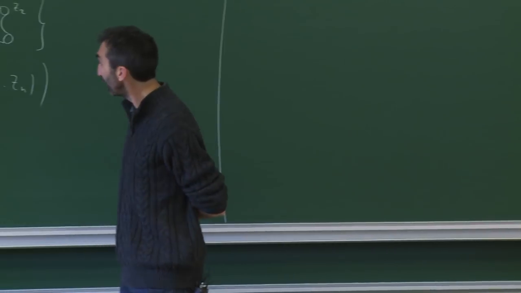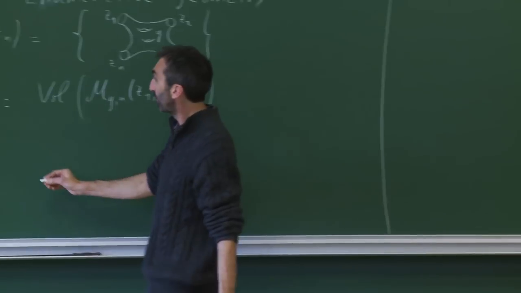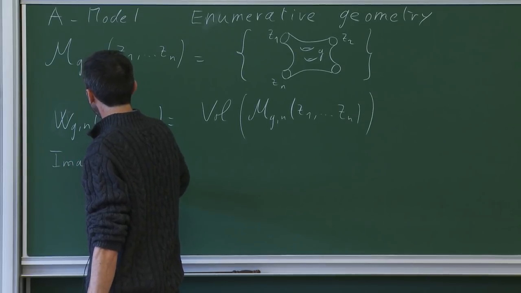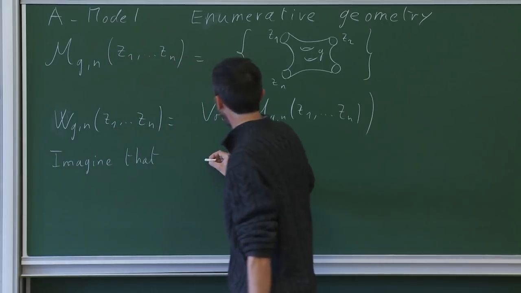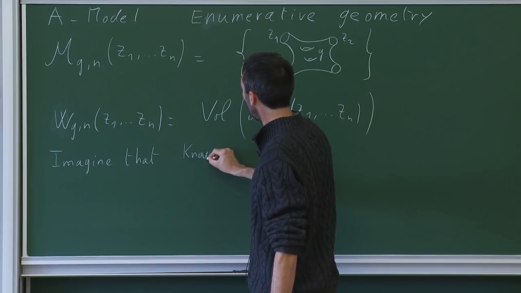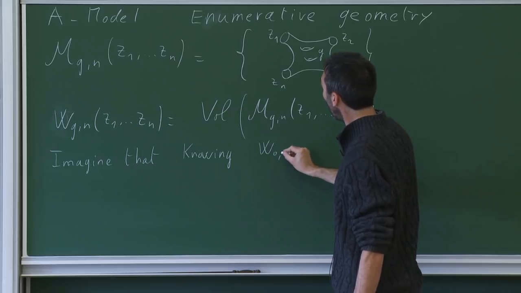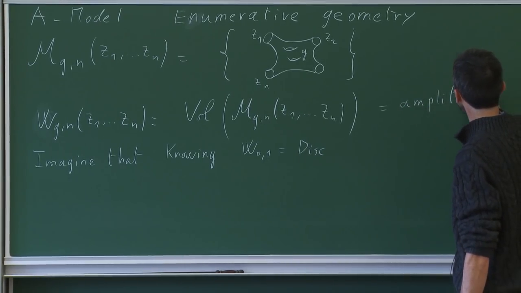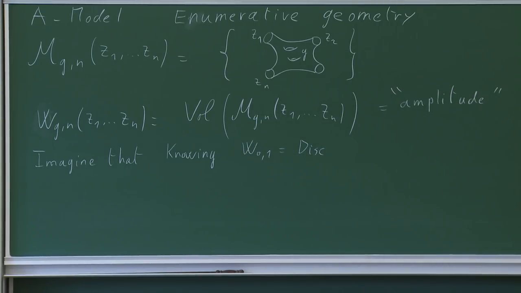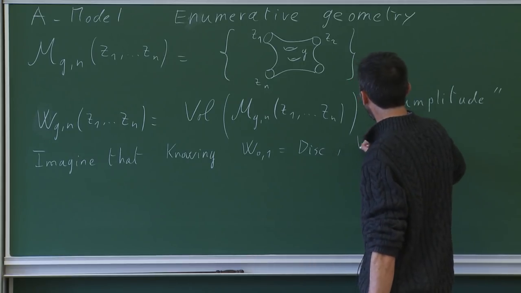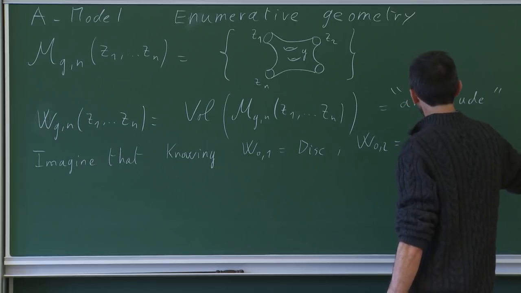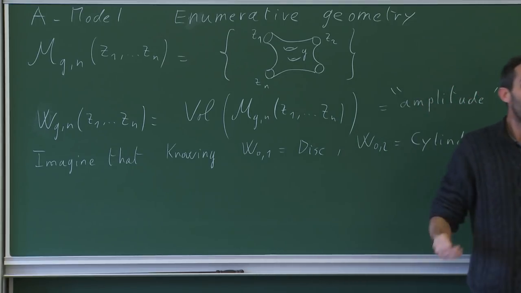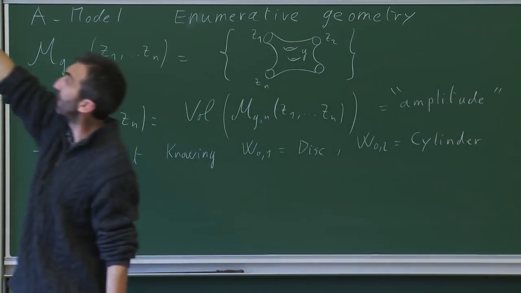And the idea of topological recursion is: imagine that we have a certain structure such that you can compute them by recursion. Imagine that knowing only W_{0,1}, which is the disk, and, by the way, I will call these the amplitudes, it will just be a name for the moment, so if you know the disk and the cylinder, imagine that you have a recursive procedure that allows you to compute all the others, and that corresponds somehow to that picture.